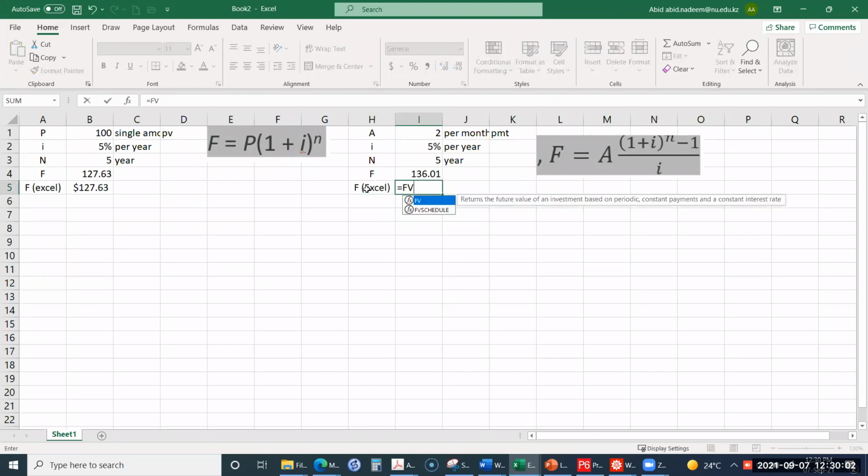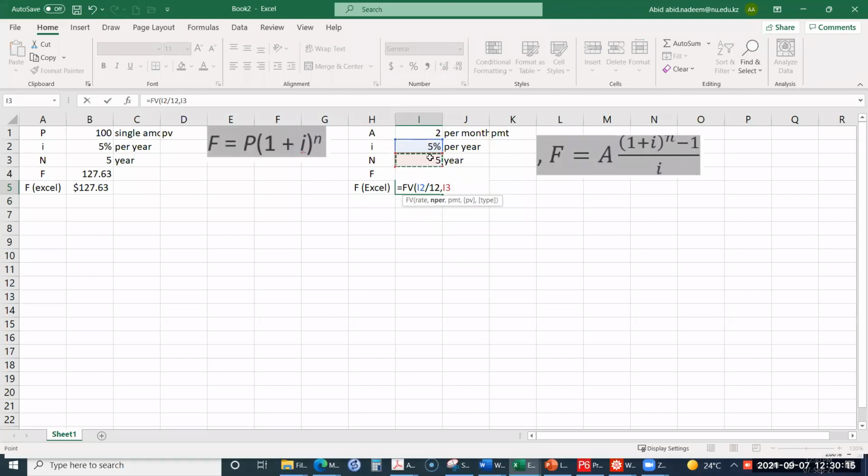But if I want to find the same from Excel, I can use this formula. It will be FV, the same formula. The rate is 5% per year; I will divide it by 12, so it will be 5% per month. NPER, these are the periods, 5 years multiplied by 12. These are the number of periods.